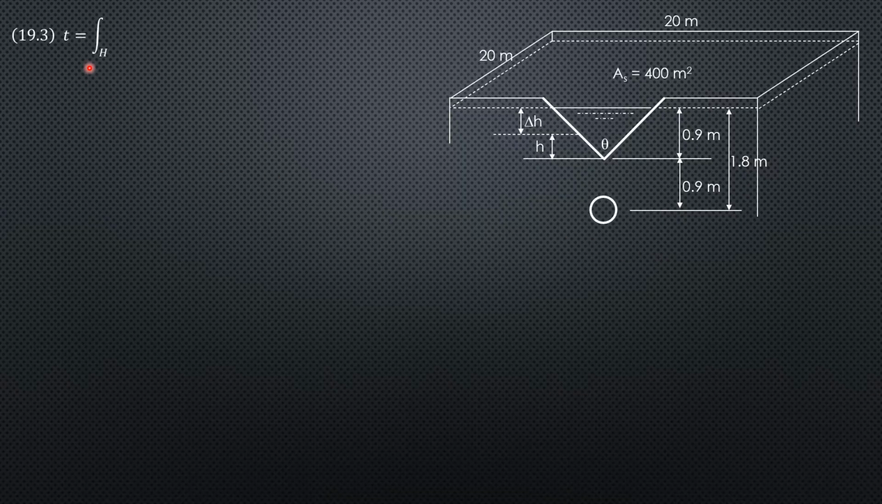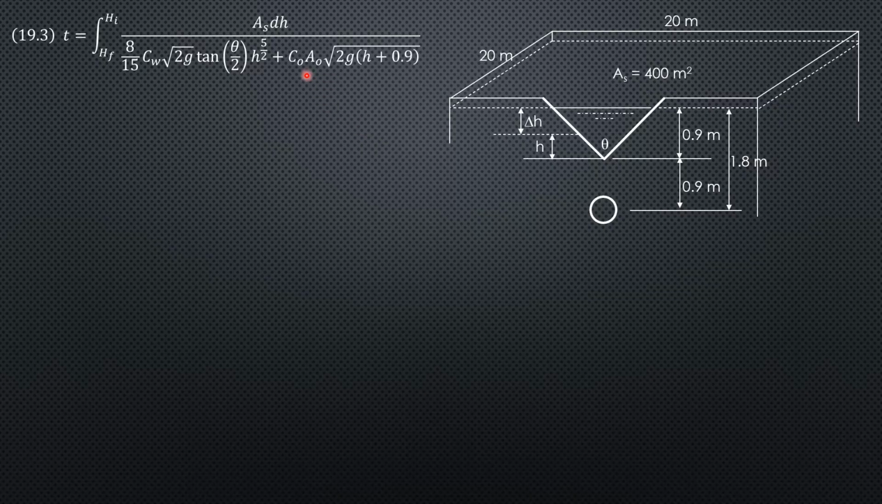So T is the integral from HF to HI of area S dH. Then there are two outlets. This is for the weir, the discharge over the weir, plus the discharge through the orifice, C times area O, square root of 2g. Then the head over the orifice is in general H plus 0.9, if H is still above the apex of the V-notch weir.